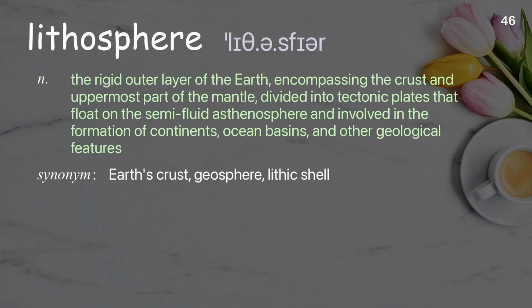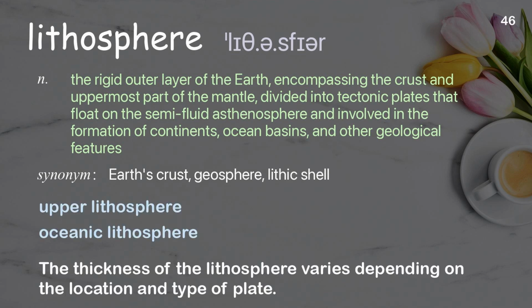Lithosphere. The rigid outer layer of the earth, encompassing the crust and uppermost part of the mantle, divided into tectonic plates that float on the semi-fluid asthenosphere and involved in the formation of continents, ocean basins, and other geological features. Examples: Upper lithosphere. Oceanic lithosphere. The thickness of the lithosphere varies depending on the location and type of plate.